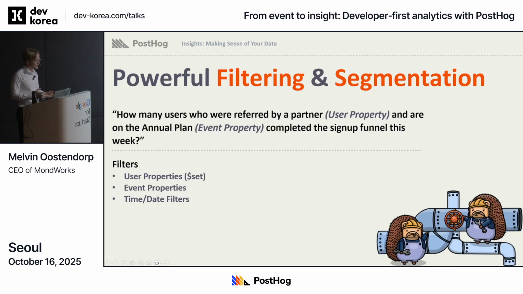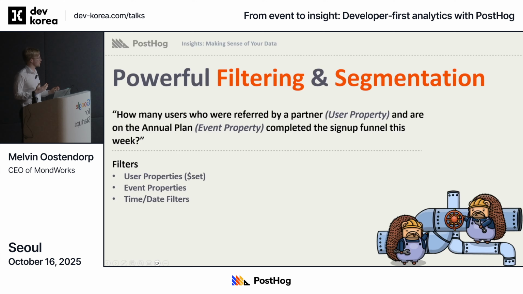So here's where tracking your properties really pays off. Raw numbers don't tell stories. The insights you make, they tell stories. You don't just ask how many users signed up. No, you're asking which users, under what conditions, are converting. And to make those filters, we can use user properties, like we said before, or the events. That's why it's really important to make as many meaningful events and properties on those events as possible. You can also use simple time and date filters.